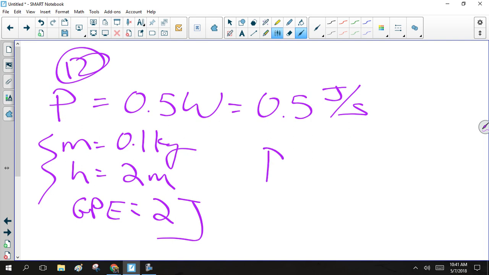So I thought of it this way. I said power is the change in energy per unit time, right? So 0.5 equals 2 over t, and then solve for t, and you get 4 seconds. Cool?